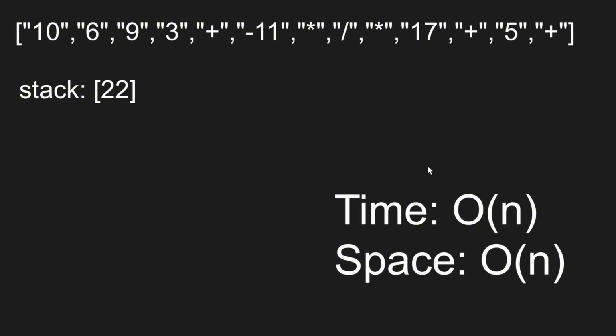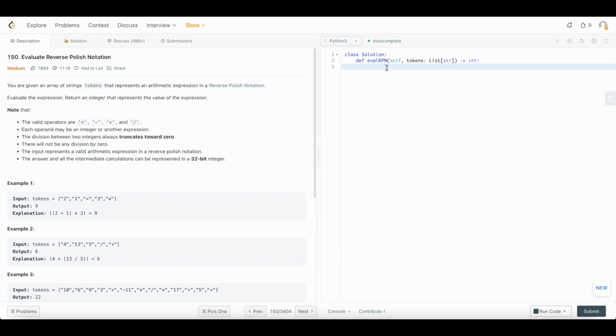So now let's get to the coding part. So first we will create our stack. Then we will create a for loop for the array, which is called tokens. And we'll check if it's equal to the plus sign. If i is equal to the plus sign, then we want to append the sum of the last two elements of the stack. So stack.append(stack.pop() + stack.pop()).